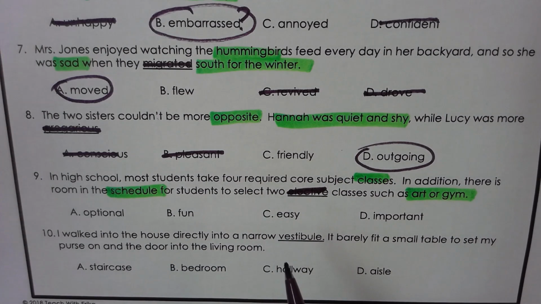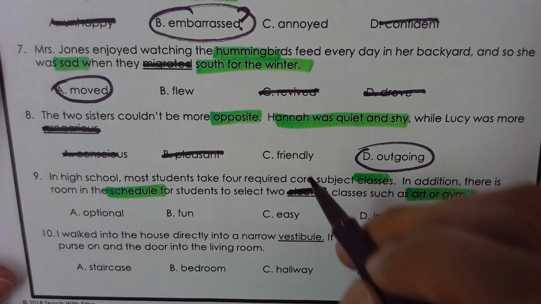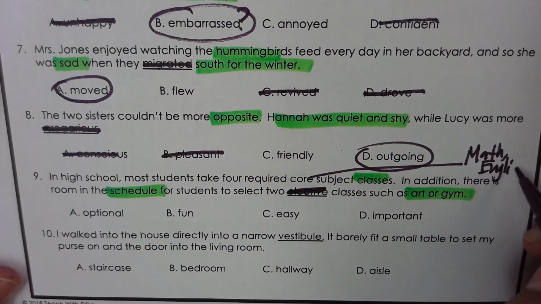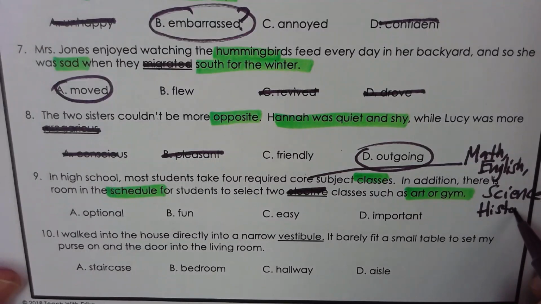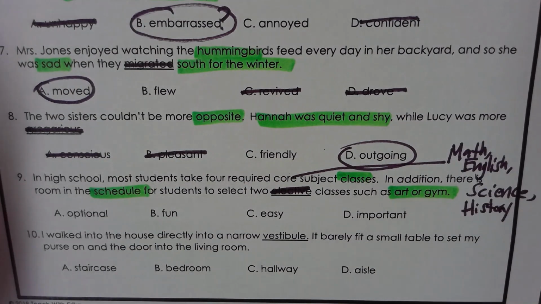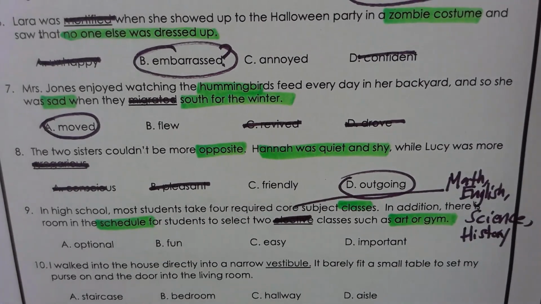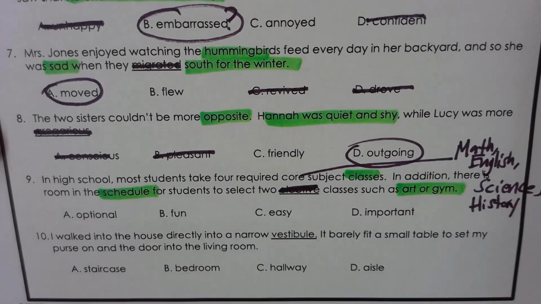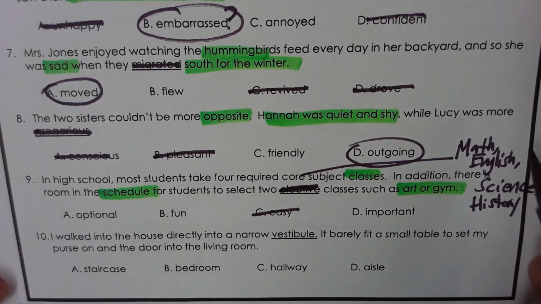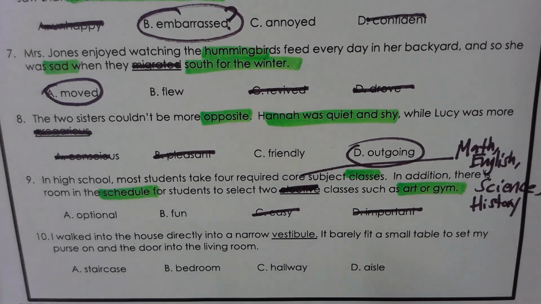It's saying in high school, students take 4 core subject classes, like math, English, science, history. Those are the important subjects. And English includes reading. So these elective classes, like your specials, like art or gym, in high school, they're not going to be easy. So cross out easy. Sadly, they're not as important as your core ones, so it's not going to be important. It's either optional or fun. So the meaning of the word elective, as it's used in this example sentence, is either optional or fun.